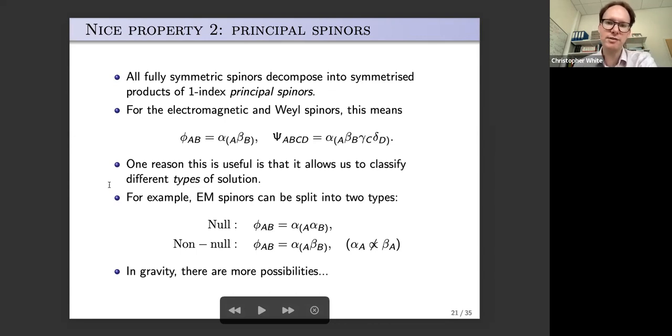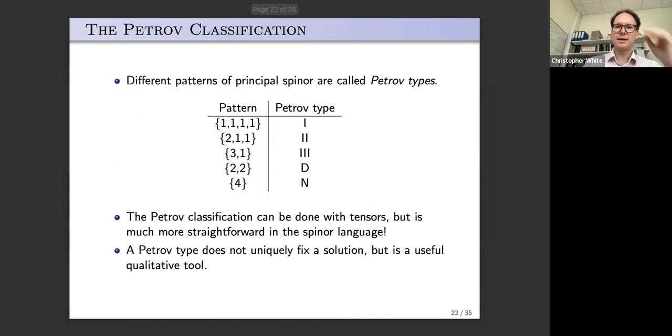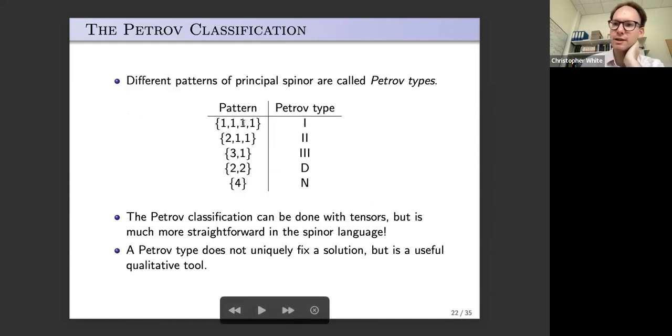Now, one of the reasons that property is useful is that it allows us to classify different types of solution. For example, if I take the simpler electromagnetic case, there are clearly two distinct types of solution. There are infinitely many of either of them, but there are two types. One is that these principal spinors are proportional to each other, in which case we call that a null field, or we have a non-null field, which is when they are not proportional to each other. Now in gravity, clearly there are many more possibilities than that. You can have different patterns of degeneracy of the principal spinors.